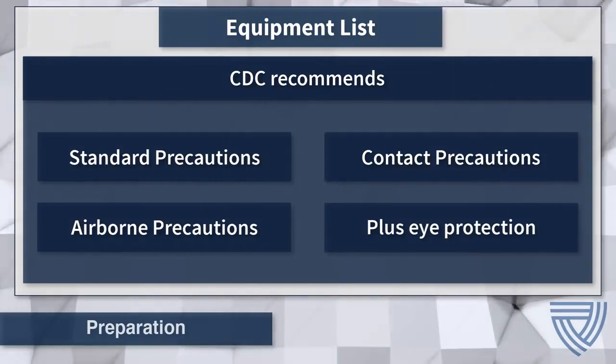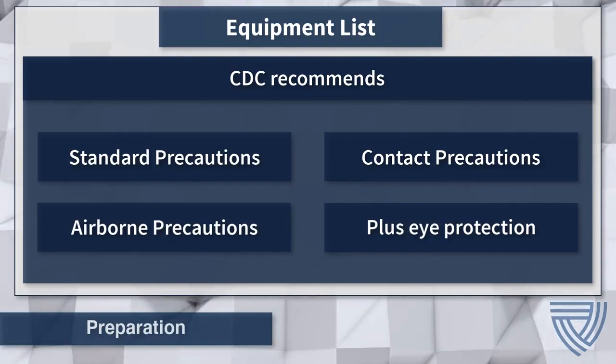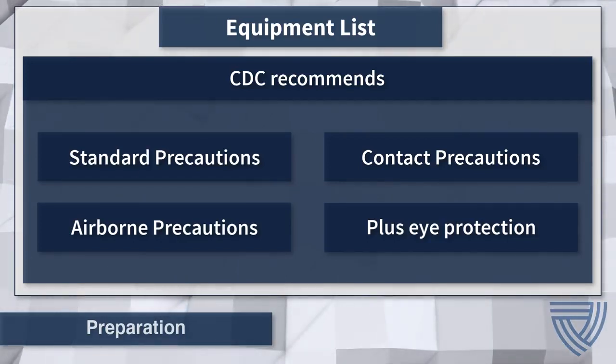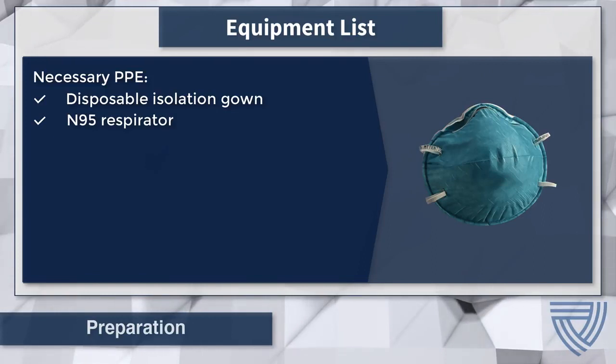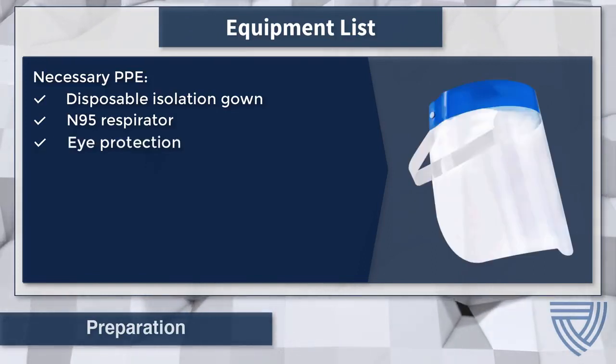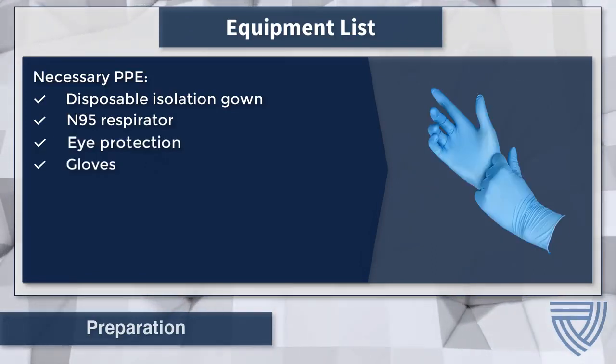The CDC recommends standard, contact, and airborne precautions with eye protection when caring for patients or persons under investigation for COVID-19. This includes a disposable isolation gown, an N95 respirator, a face shield or goggles, and gloves.